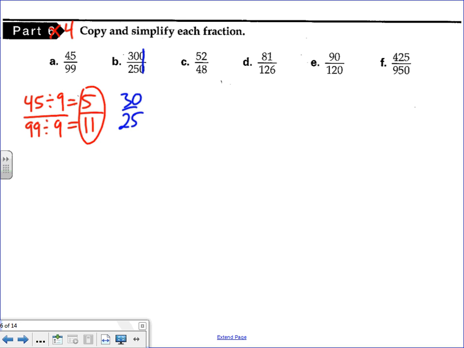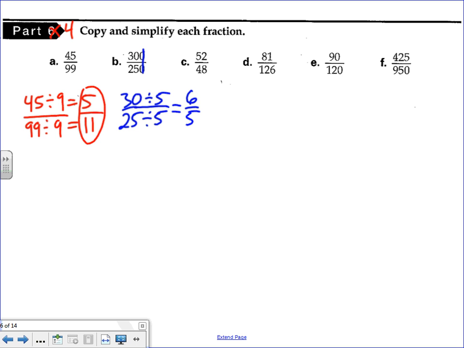Okay, remember, to be divisible by 5, it has to end in a 0 or a 5. Well, 30 ends in 0 and 25 ends in 5. So I know that I can take both of these and divide by 5. Okay, 30 divided by 5 is going to give me 6. 25 divided by 5 is going to give me 5.